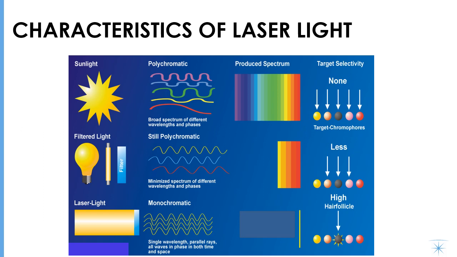Then we have the lasers, which is monochromatic, composed of one single wavelength. It is coherent. We can see the waves are of the same form and the same shape, and of course it's collimated. So this is the difference between the three different light sources: the sunlight, the filtered light or the IPL, and the laser.